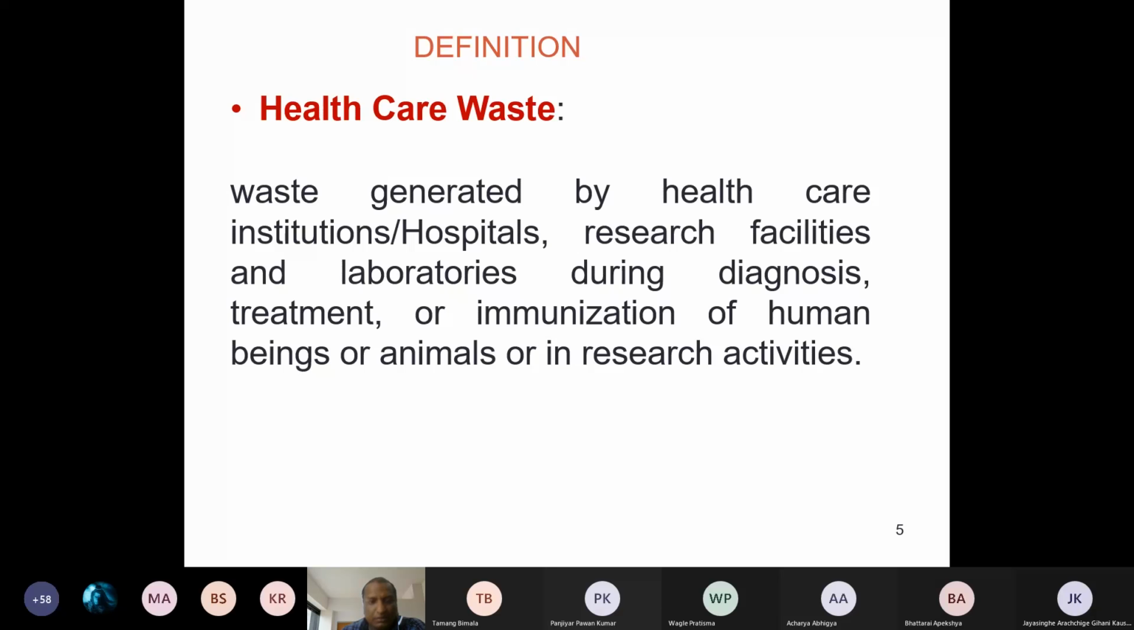Waste generated by healthcare institutions or hospitals. I will know your roll number, and I do the assessment on the basis of your response, your participation, your presence, not just counting that. Okay. So please, what is written there? Waste generated by healthcare institutions or hospitals. Research facilities. Yeah, yeah. Continue.